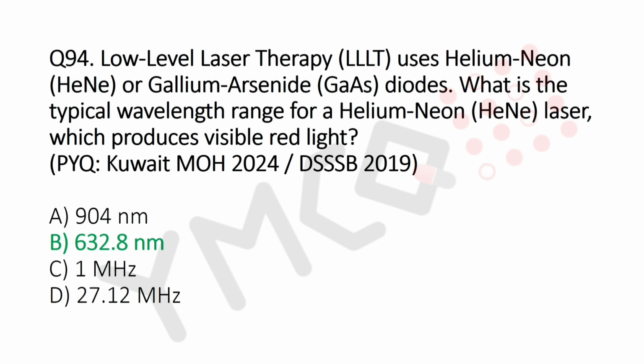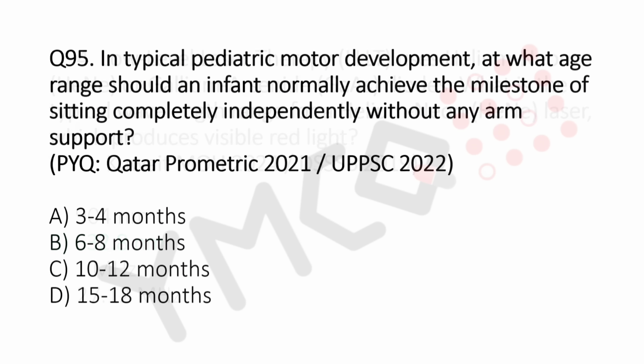option B, 632.8 nanometers. Helium neon lasers produce a visible red beam, and the specific wavelength that creates the red light is 632.8 nanometers. Okay. Now let's move to question number 95.